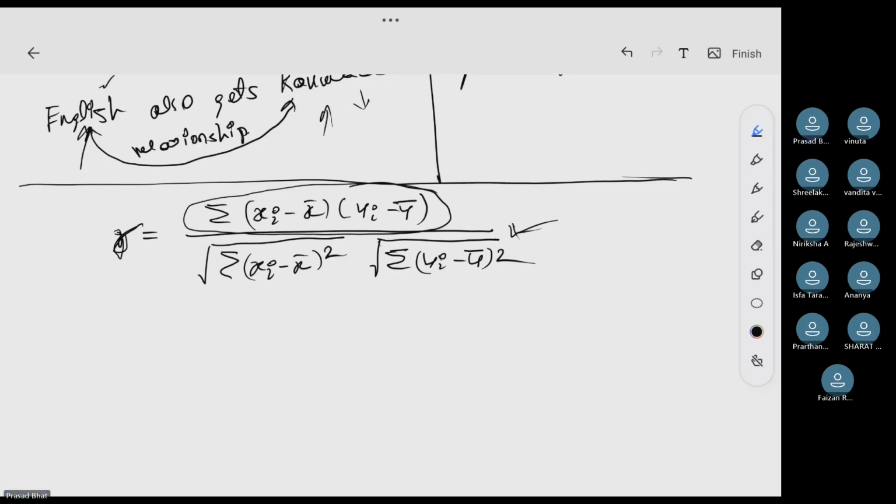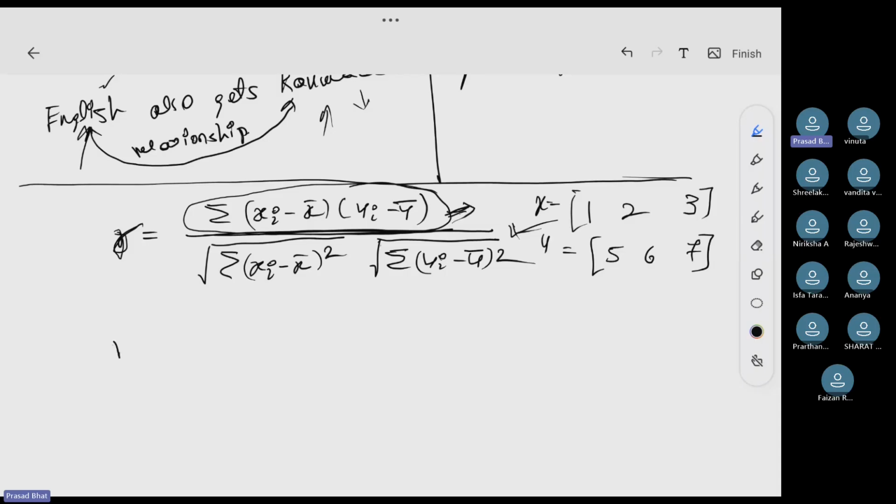That means, say for example, I have 1, 2, 3 as set 1. That is x, let's assume. And for y, I have say 5, 6, 7. Let me take this. Now if you look at this, what happens to this term? I will take only this one. What happens to this term?